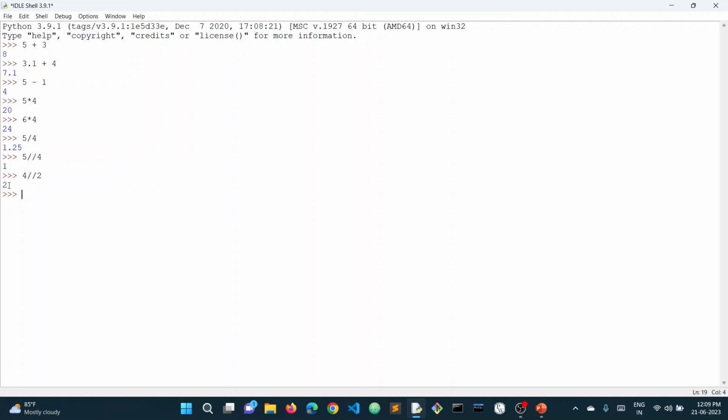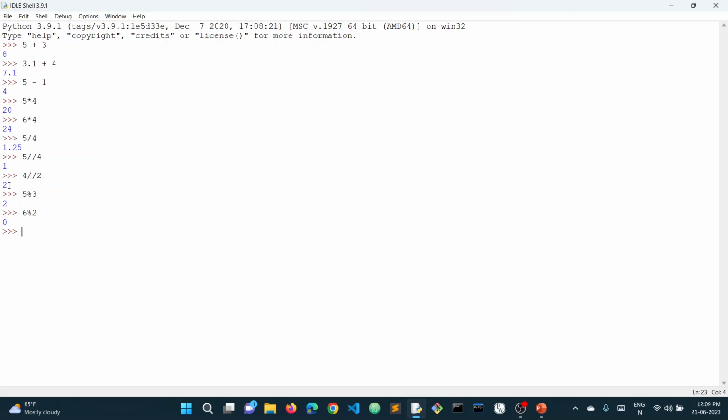Now coming to the modulus operator. What the modulus operator does is that it returns the remainder when we divide two numbers. For example, if I write 5 modulus 3, it will give us 2, because we know that when we divide 5 by 3, the remainder is 2. If we look at another example, 6 modulus 2, now it is giving us 0. Why? Because 6 is completely divisible by 2, so the remainder is 0.